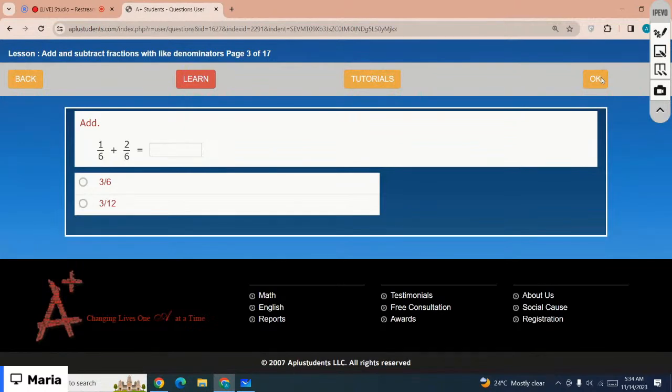Add 1 over 6 plus 2 over 6. Which is the correct option? Very good. They have like denominators. You simply need to add their numerators. So 2 plus 1 is 3. That would be 3 over 6.